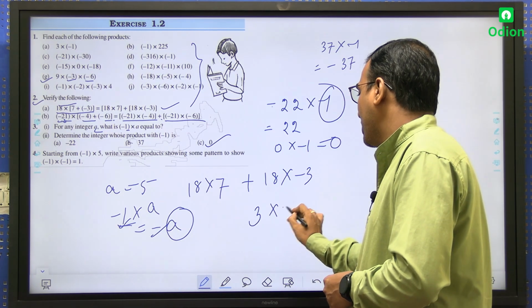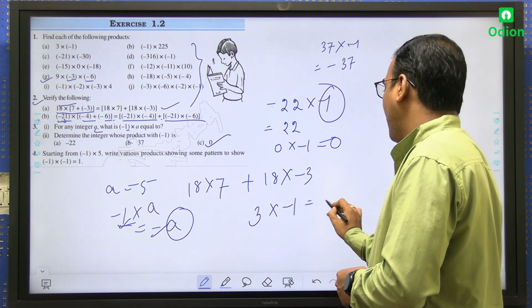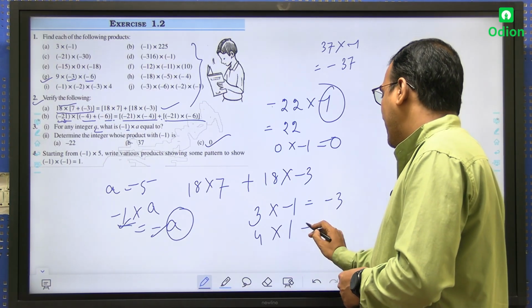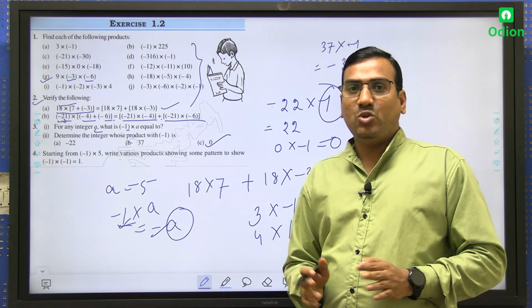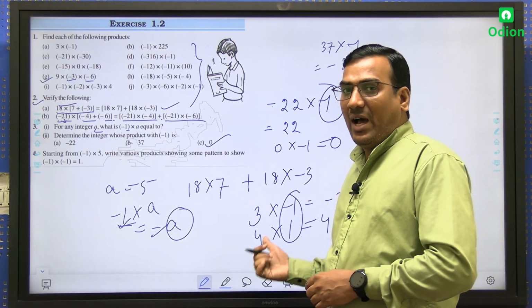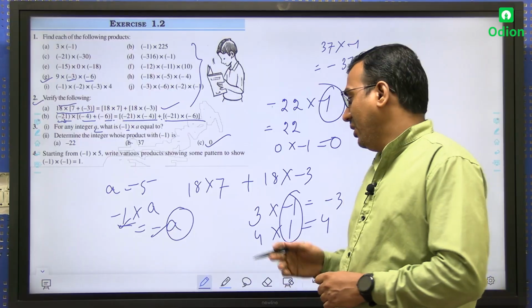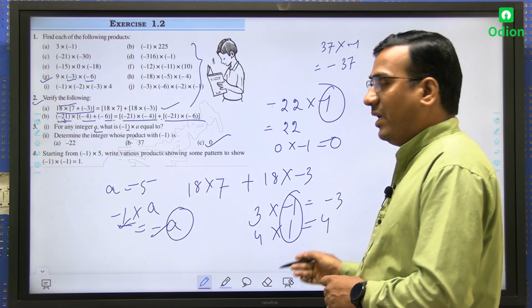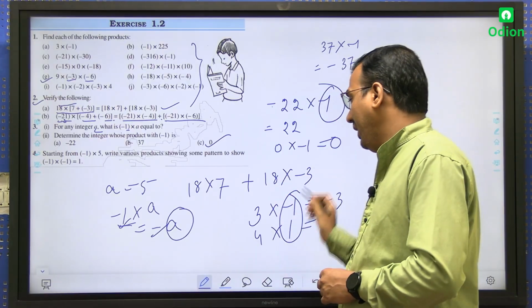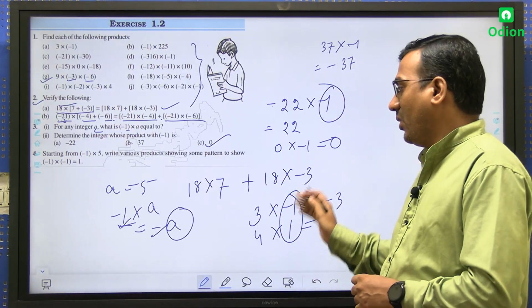3 into -1, the answer is -3. 4 into +1, the answer is 4. Only you need to change the symbol, because you have already known that 1 is the multiplicative identity. If I multiply 1 with any integer, the result will come the number itself. Only you need to change the symbol. Okay.